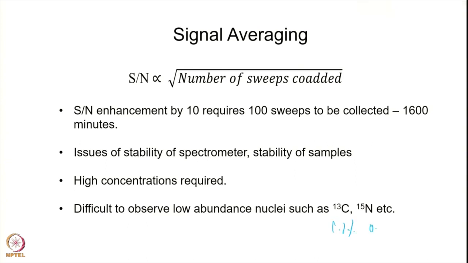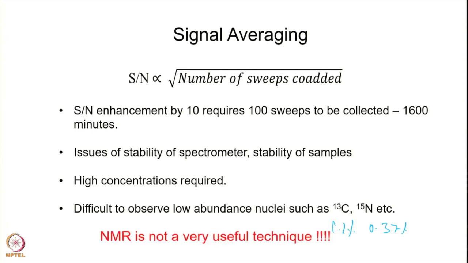This is 1.1%, 0.37%. So, it is very difficult to observe such nuclei, and therefore, what people thought, this may not be a very useful technique. Therefore, people said NMR is not a very useful technique. This was the kind of conclusion people arrived at, because you cannot apply it to too many systems. And that is where a new revolution was required, and that came up as what is called Fourier transform NMR.